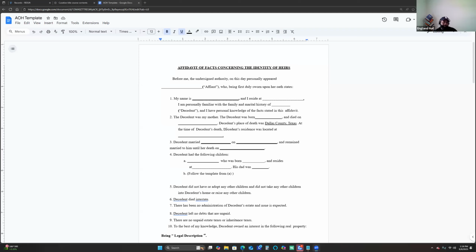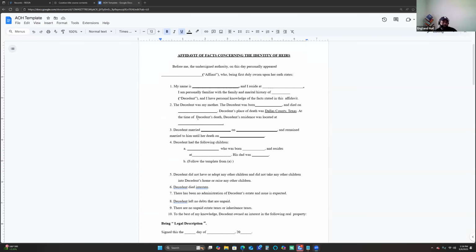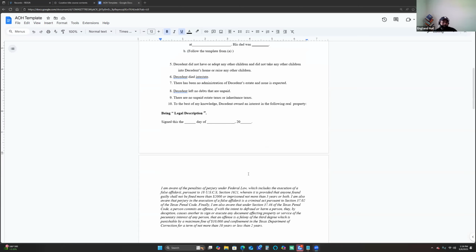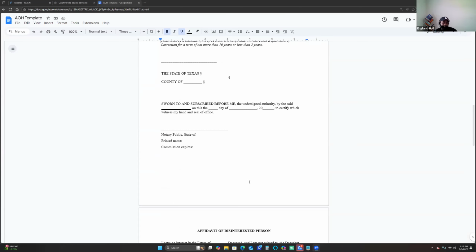On the affidavit of heirship, it basically just lists who the person is that passed away, when they were born, the place that they died at, their last residence, who they were married to. You have to list the marriage information, the spouse, the day it happened, where it happened at, their kids, who the parent was. But this is what an affidavit of heirship is.